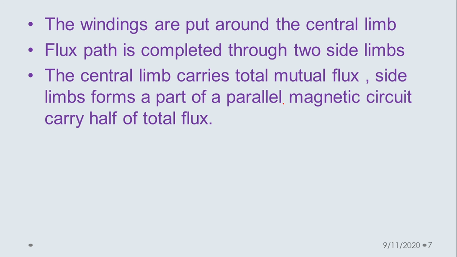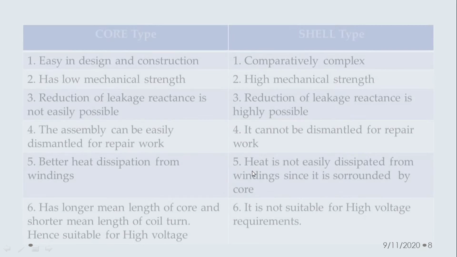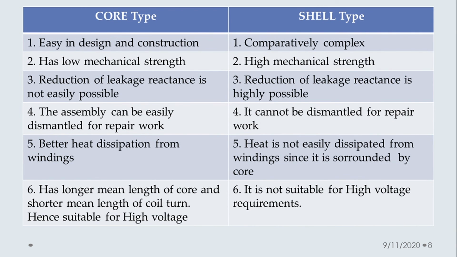The central limb carries the total mutual flux. The cross sectional area of the central limb is twice that of each side limb. That is very important. This part is very important: the cross sectional area of the central limb is twice that of the side limbs. This is the main difference between the core type and shell type transformer.